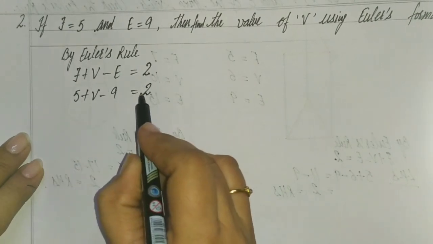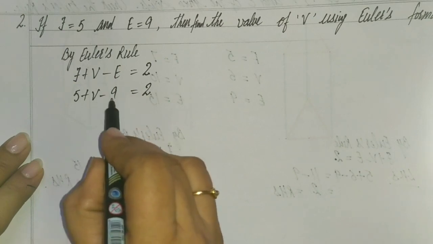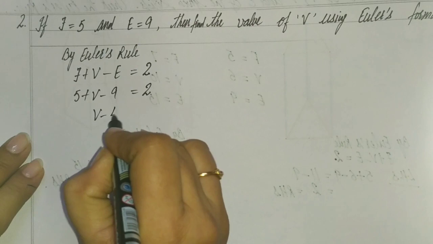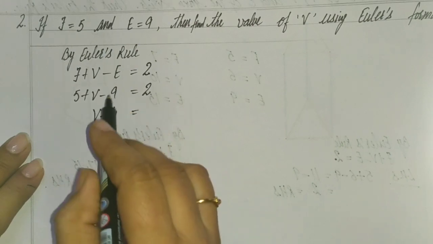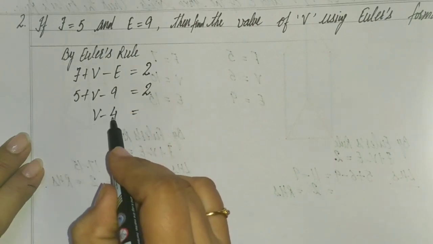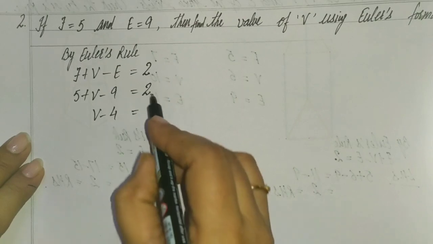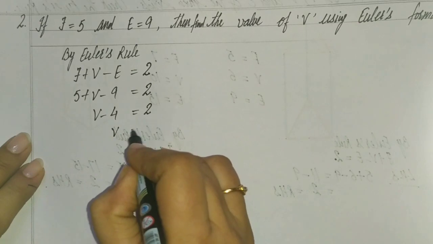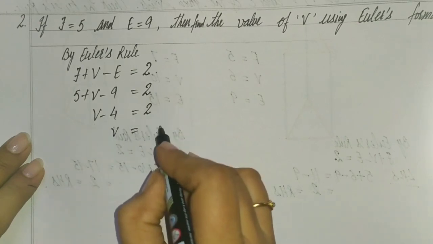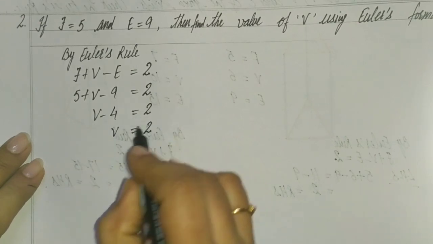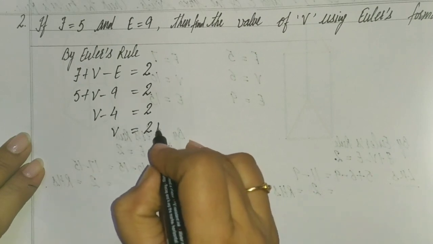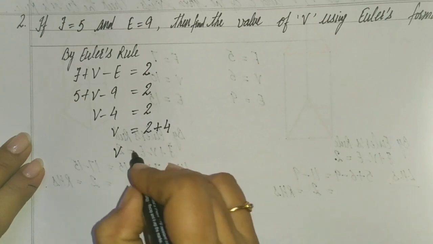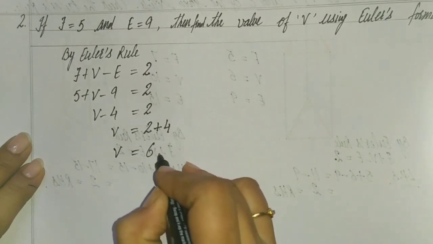Is equal to 2. 5 minus 9 means V minus 4. Since 9 is greater and it's negative, their sum will also be negative, is equal to 2. Now transpose this minus 4 to the right side. 2 is already given on this side. After transposing, minus 4 becomes plus 4. That means vertices is equal to 6.